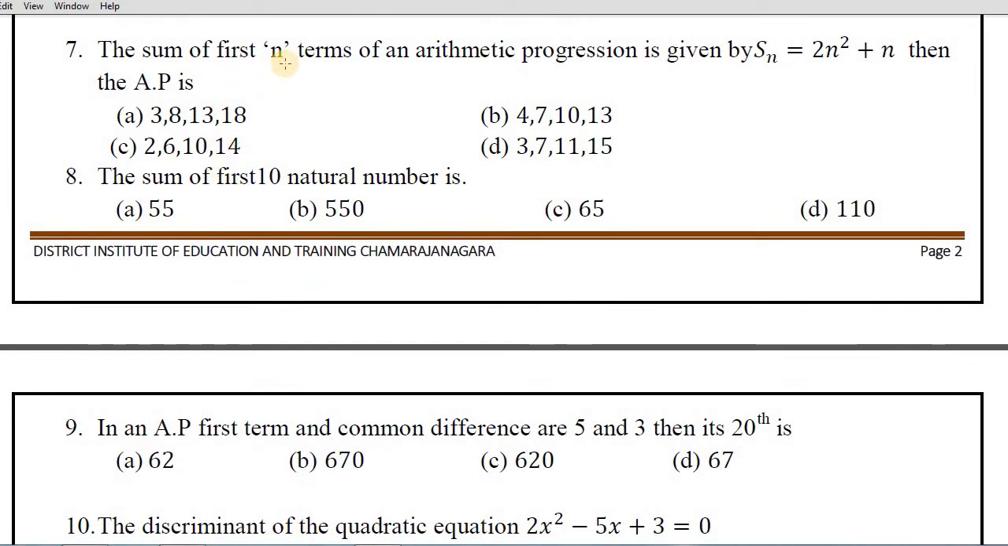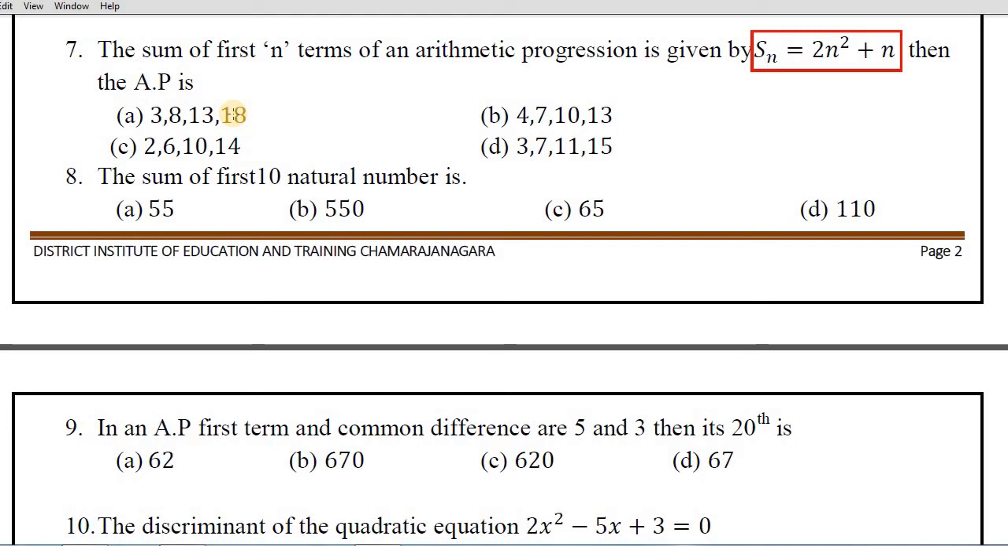The sum of first n terms of an arithmetic progression is given by Sn = 2n² + n. Then the AP is... Understand the problem. What they have given: the sum of n terms of an arithmetic progression is given. We need to form the AP.